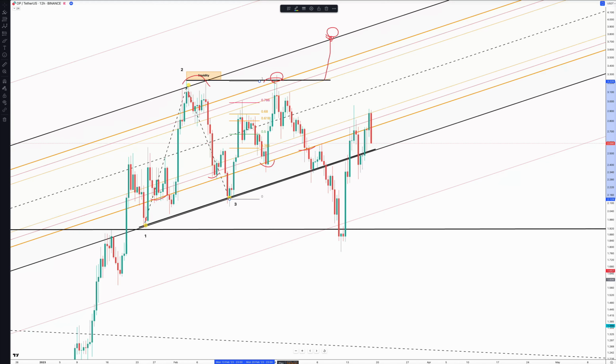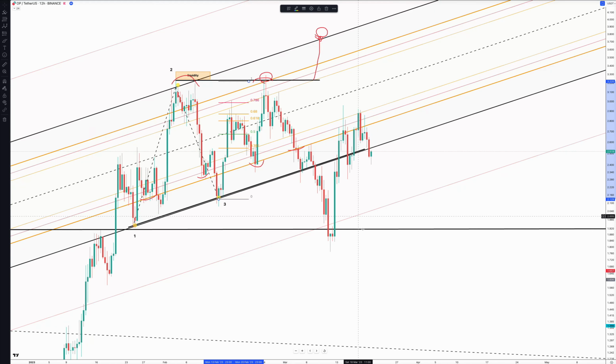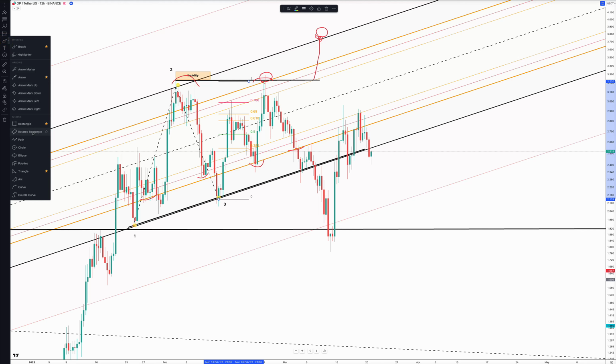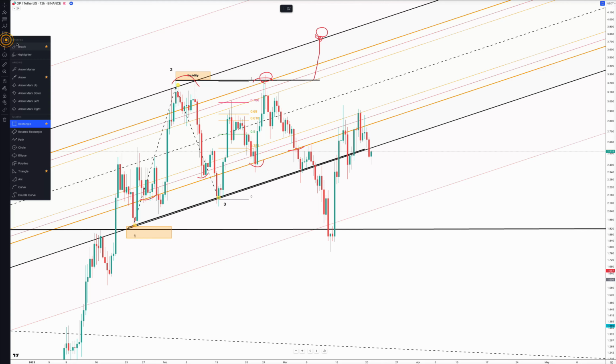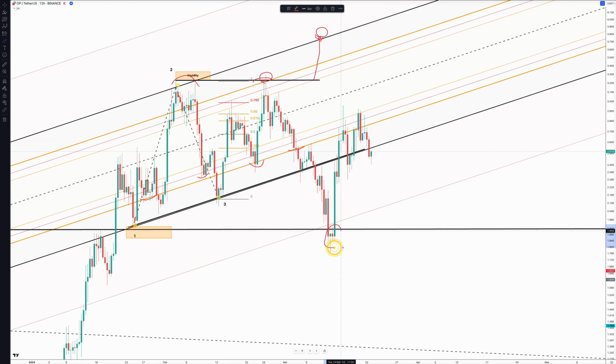Oh, there you go. So we did get a rejection and then we come down for another liquidity hunt, which is the stop losses under there. So that took it out. Another failed auction type of thing.